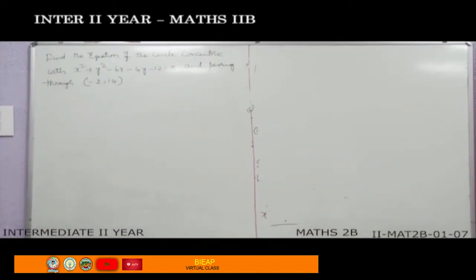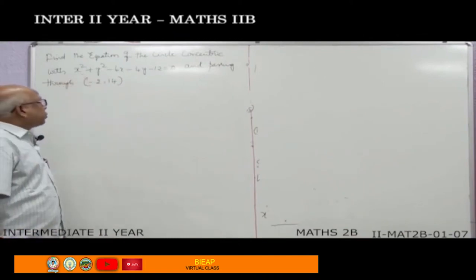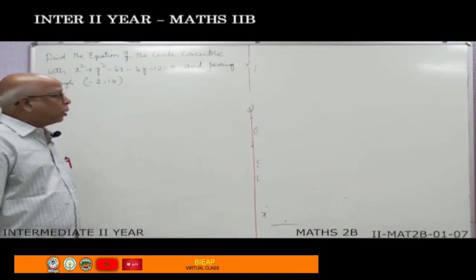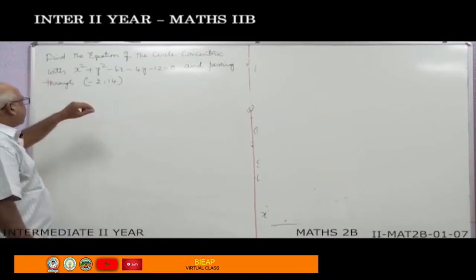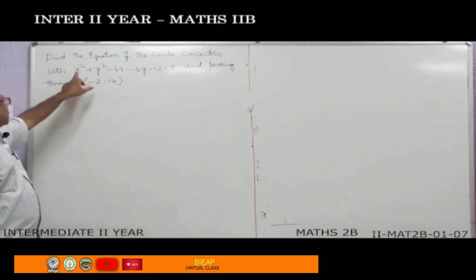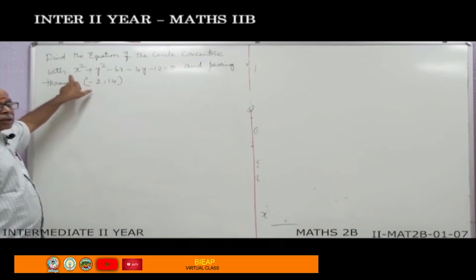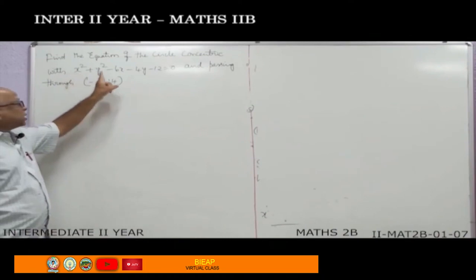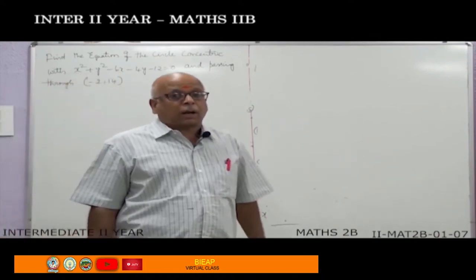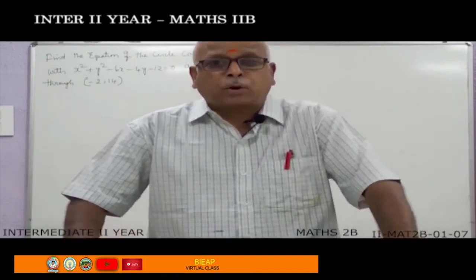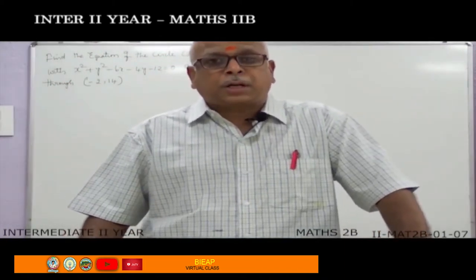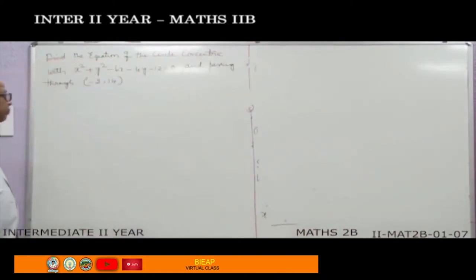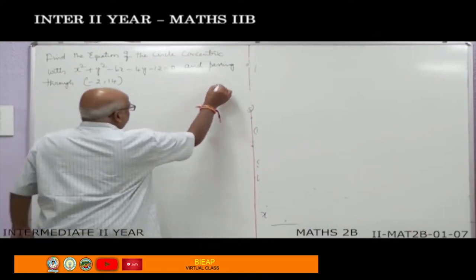The circle concentric with x square plus y square minus 6x minus 4y minus 12 equal to 0 and passing through minus 2, 14. Of course, here passing concentric with the circle also can be used. Though it is not used, we can understand that the given one is a circle. How? In that x square coefficient equal to y square coefficient and there is no xy term, definitely it will represent a circle.